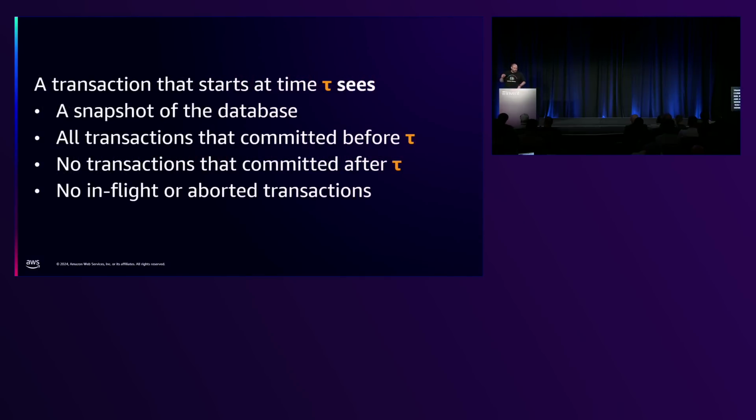Well, a transaction that starts at time t, and here I'm saying starts and not commits, so this is a slightly different concept. A transaction that starts at time t sees a fully consistent snapshot of the database at that time t. It sees all the transactions that were committed before t, it sees no transactions that were committed after t, and it sees no in-flight or aborted transactions.